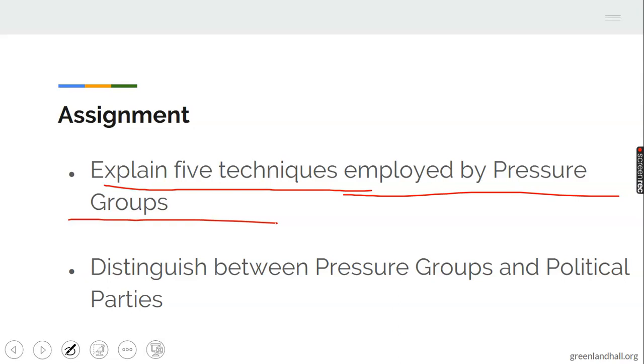The second question: distinguish between pressure groups and political parties. If you want to answer this question, you have to draw a table. I want to see it in tabular form. You will label the left side political parties, the right side pressure groups, and you give me the differences between the two in detail. Is that clear? Okay.